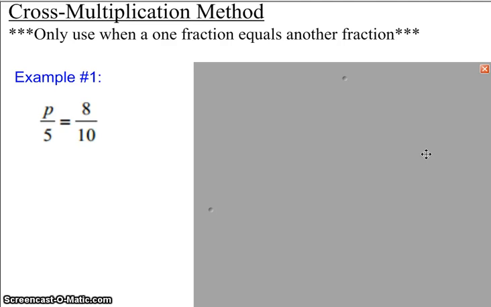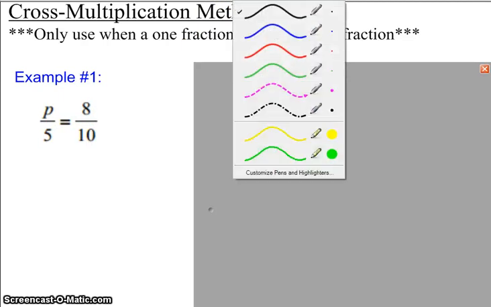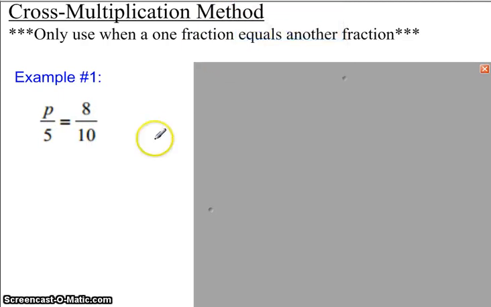Alright, the first method for solving equations with fractions is the cross multiplication method. And you only use this when one fraction equals one other fraction. So in example 1 here, I've got p over 5 equals 8 over 10. One fraction equaling one fraction. Let me switch to my blue pen. Alright, so when we do this cross multiplication, we first multiply the p times the 10. That's 10p.